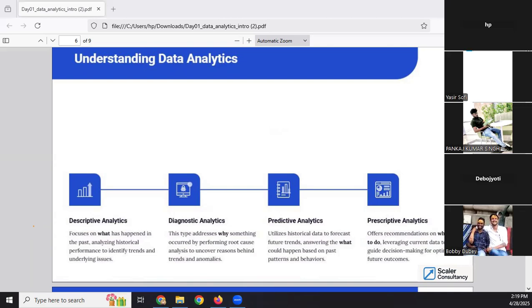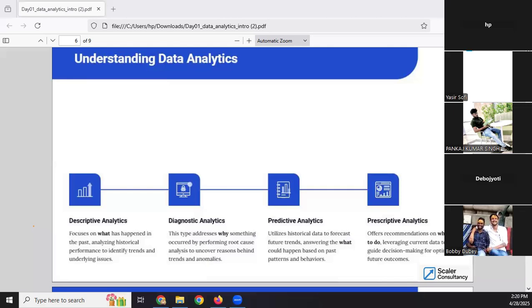Whereas the second is the diagnostic. Diagnostic analysis addresses why something occurred by performing root cause analysis. Diagnosis comes when we are doing the descriptive analysis, as in our example, and while doing the analysis, if we find one of the issues, we go into the root cause of that problem. And once we are into the root cause of that problem and find the diagnosis of that problem, then that is known as the diagnostic analysis.